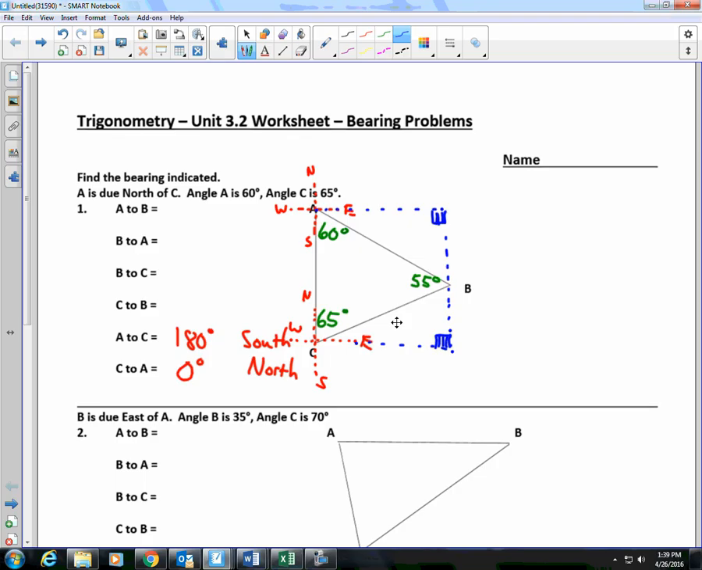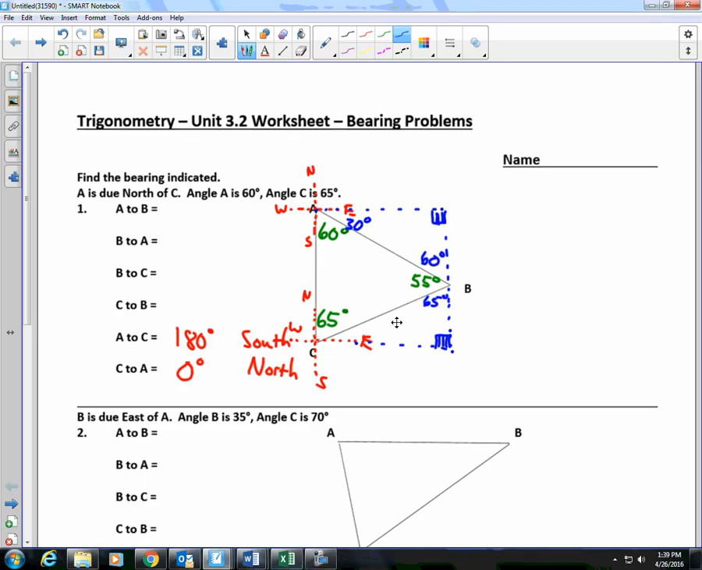Okay, if this is 60 degrees, what would this angle have to be? South and east make how many degrees? It would have to be 30 degrees because it makes a total of 90. Good. Now I've got a triangle that has a 90-degree angle and a 30-degree angle. So this angle will be 60. Hey, I've got a straight line here. A straight line is how many degrees? 180. So subtract 60, I get 120. Subtract 55, and I get 65 degrees.